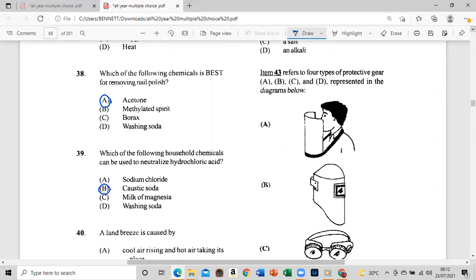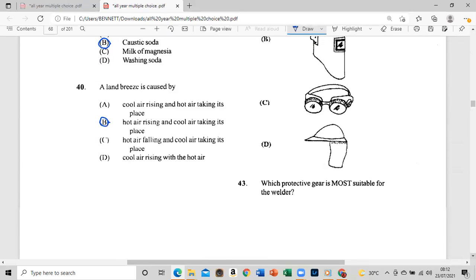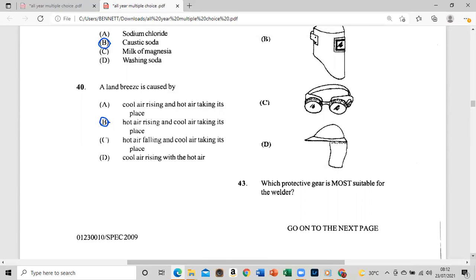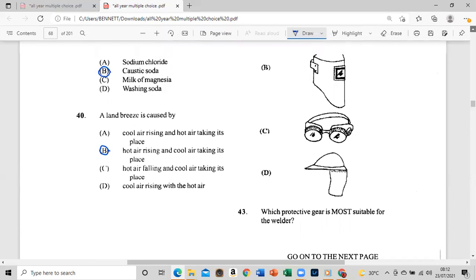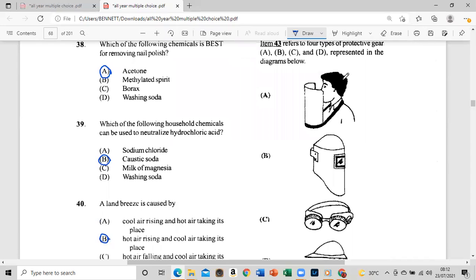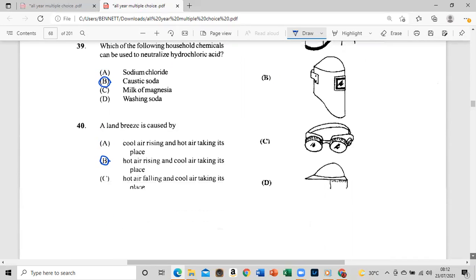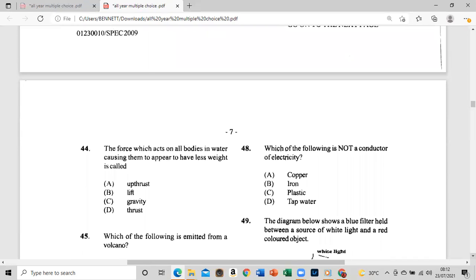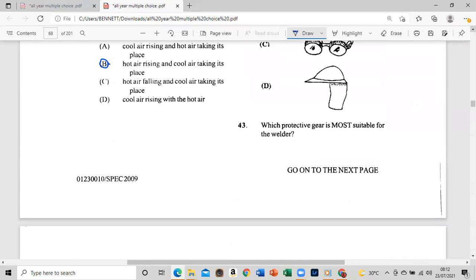The item refers to the 4 types of protective gear, A, B, C, represented in the diagrams below. And what's the question? Which protective gear is more suitable for the welder? Oh, that would be A right here for the welder. All right, so let's move on to 43, which I didn't see a while ago. Oh, that was 43. So that is A.